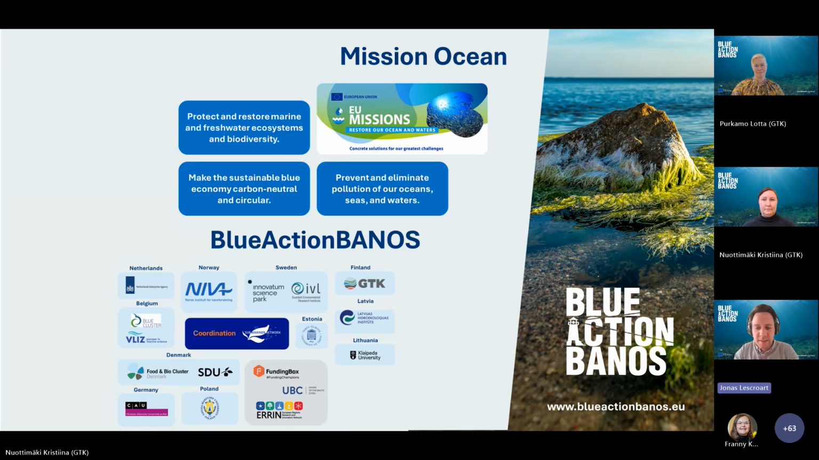So BlueActionBANOS is a program situated within the Mission Ocean program of the European Commission. So this is a large-scale effort to strive for healthy seas with 3 main goals, which is to protect and restore marine and freshwater ecosystems and biodiversity, to go towards a sustainable blue economy, and also to prevent and eliminate pollution in our aquatic environments.